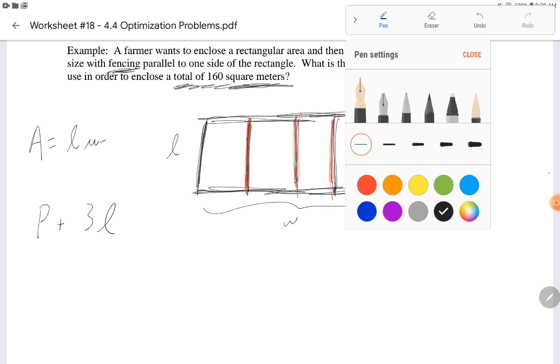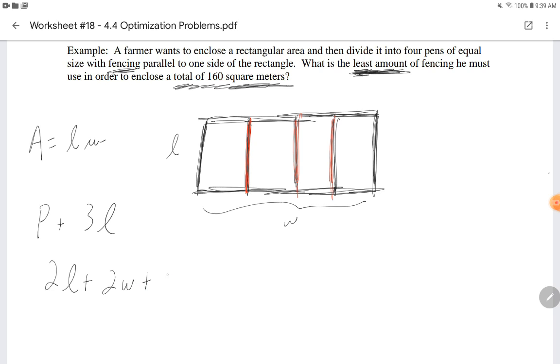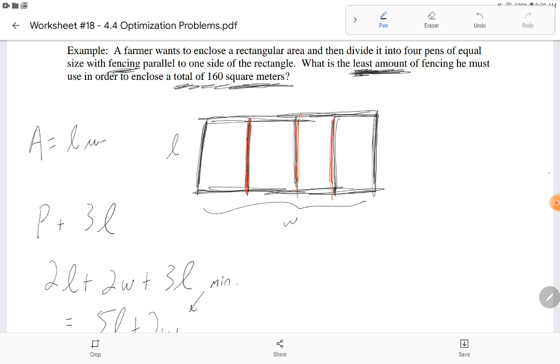So if I were to just rewrite this now, what is this? 2L plus 2W plus 3L, or 5L plus 2W. And this is going to be the thing I want to minimize. I hope that makes sense, right? So from here, what we're going to do is see if we can get this all in terms of one variable, right? Because we don't like functions in terms of 2 variables.